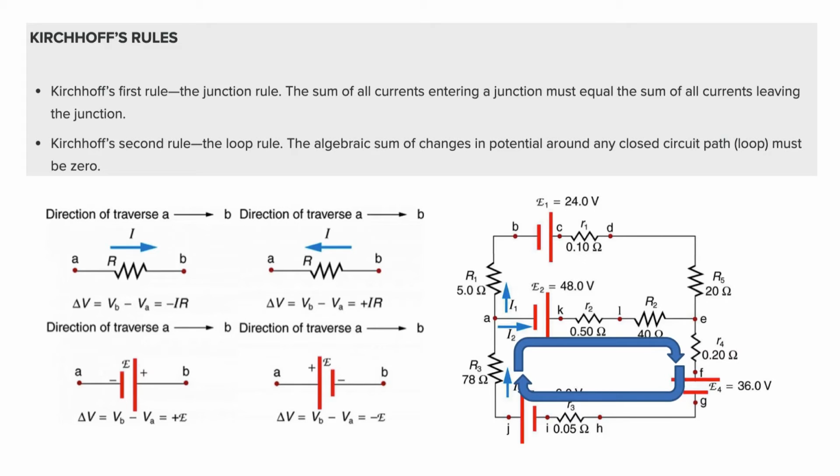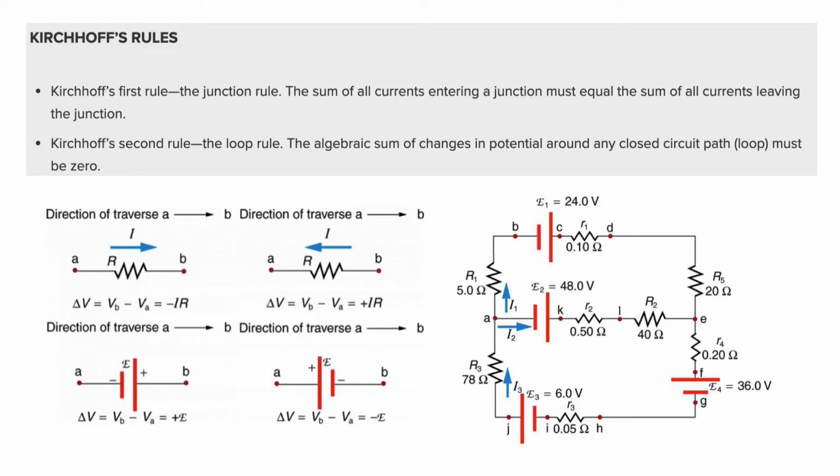The junction rule states that the sum of all currents entering a junction must equal the sum of all currents leaving the junction. In the example circuit, we have two junctions at points A and E. We chose an arbitrary direction for the currents at point A. I1 and I2 are the current directions leaving junction A, while I3 is the current direction entering junction A. Similarly, I1 and I2 are the current directions entering junction E, while I3 is the current direction leaving junction E.